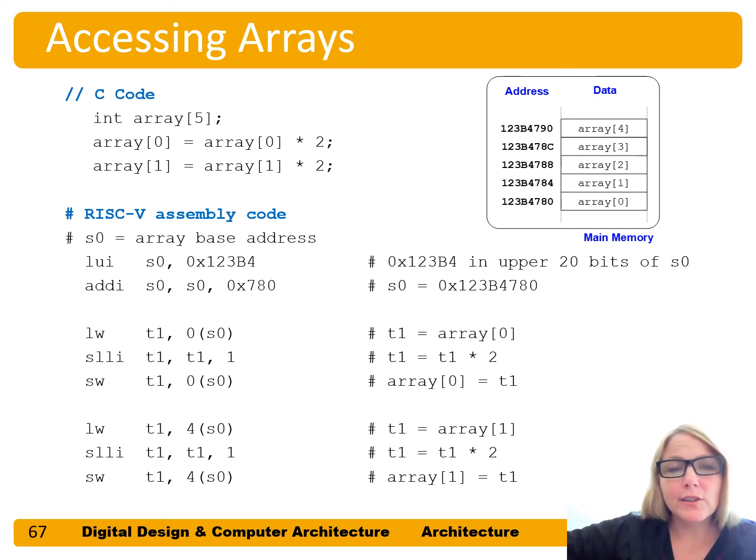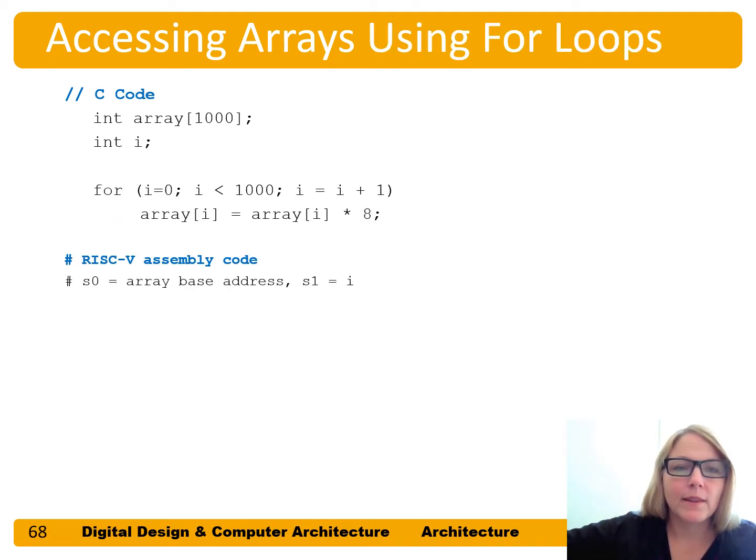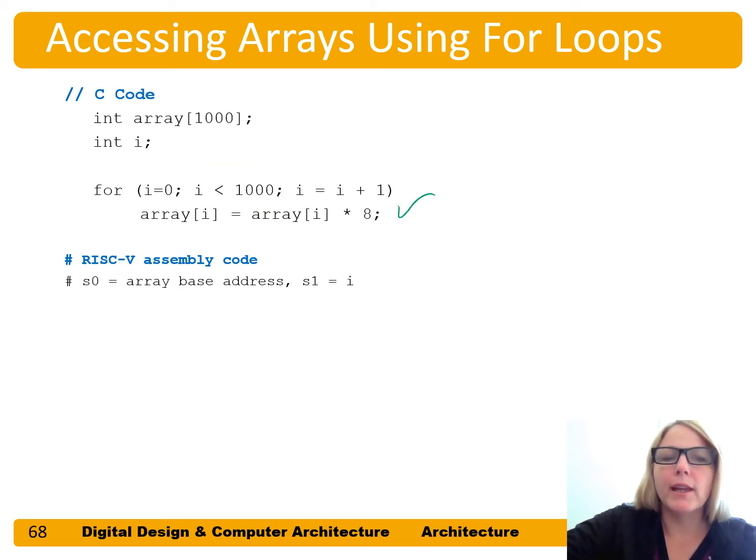So we can actually use a for loop to access our arrays. And so this is a common construct. Let's say we have an array with 1,000 elements, and now we're going to perform some operation on them, multiply them by 8 in this case, and store it back into memory.